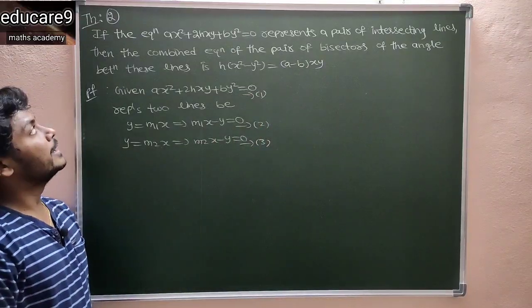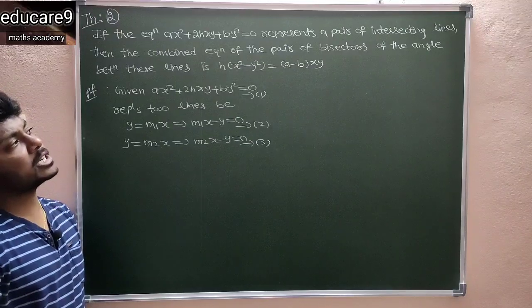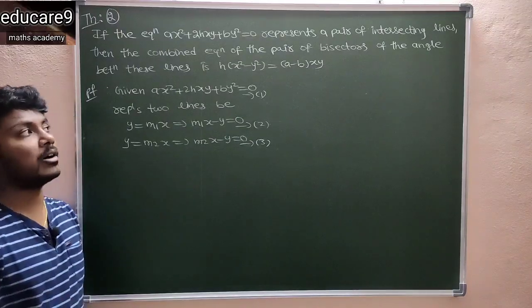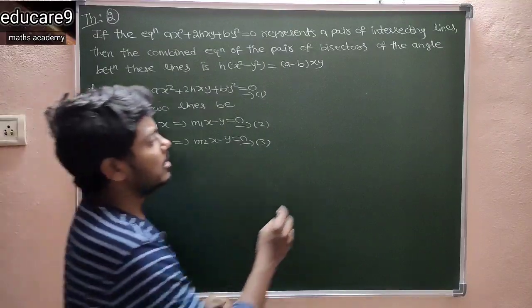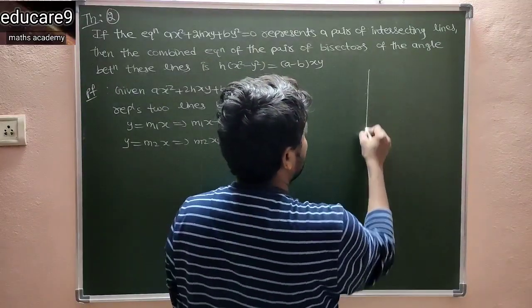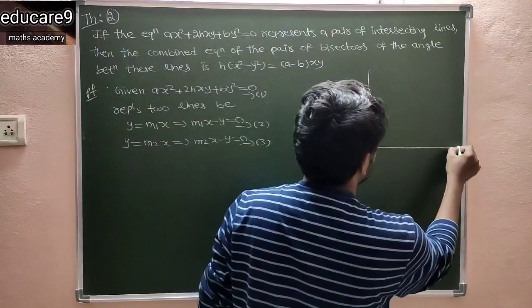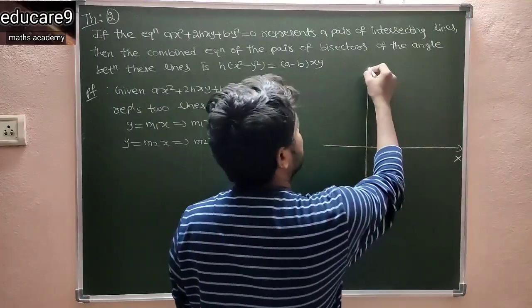Next, the combined equation of the pair of bisectors of the angle between these lines. See here, this is the coordinate axes x and y.